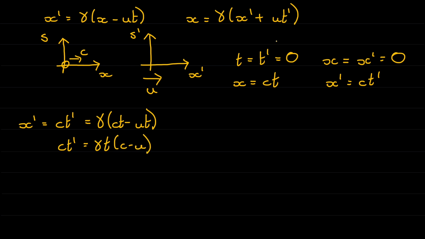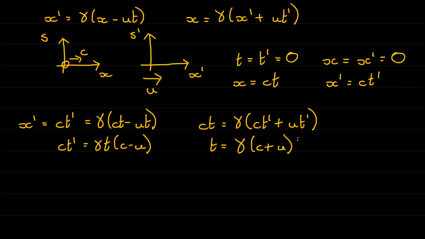Okay, now substituting into the second transformation, the inverse transformation, we have that x is equal to ct, so we've got ct is equal to gamma into x prime, which is ct prime, plus ut prime. And again, I'm going to simplify things a little bit. I'm going to group the t primes, and I'm also going to divide both sides by c. So we have t is equal to gamma into c plus u, t prime, over c.